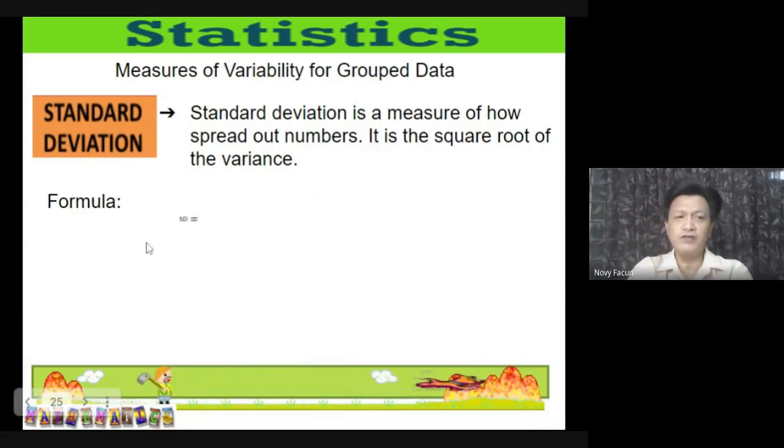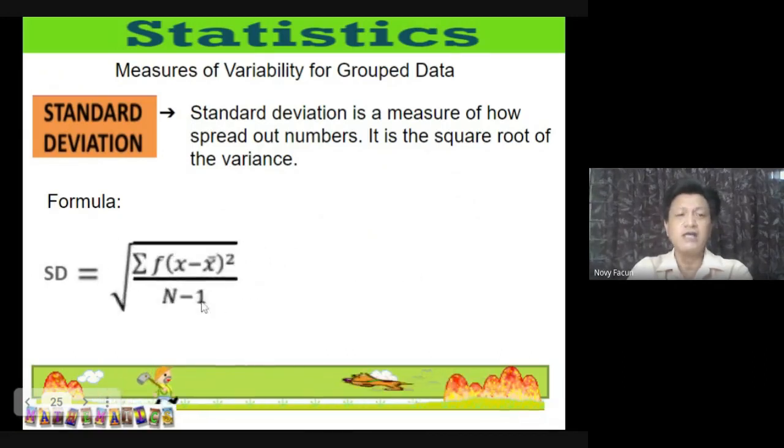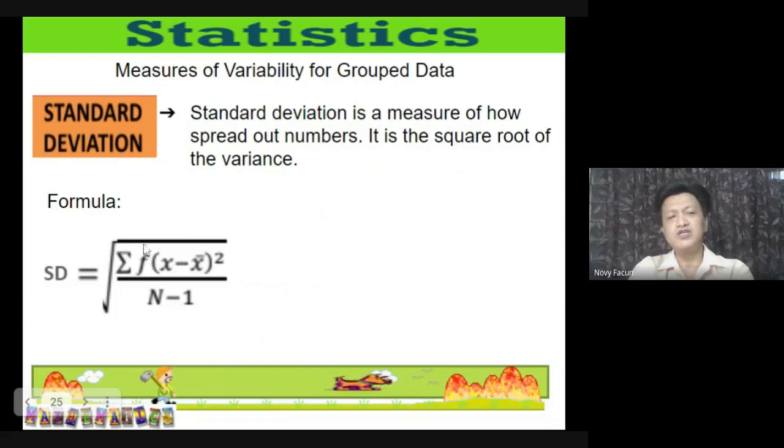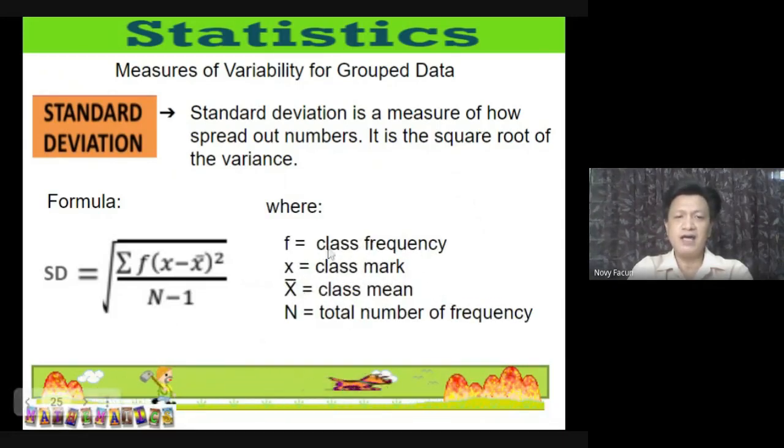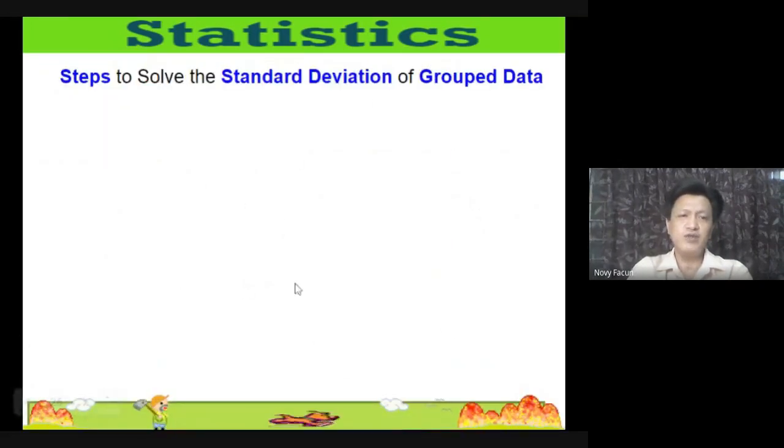Okay, the formula for the group data of standard deviation, S stands for standard deviation, we have the square root of the summation of the product of the frequency and the square of the deviation divided by n minus 1. Okay, wherein X is the class mark, F is the class frequency, X bar is the class mean, N is the total number frequency. And then, okay, so we have the steps, similarity to sa variance step, no?